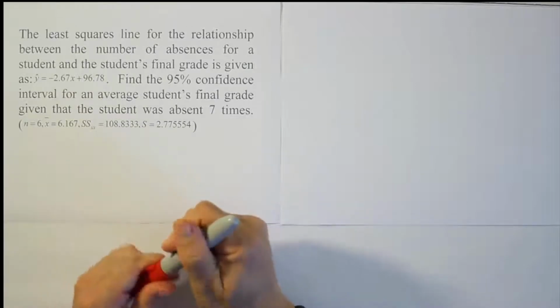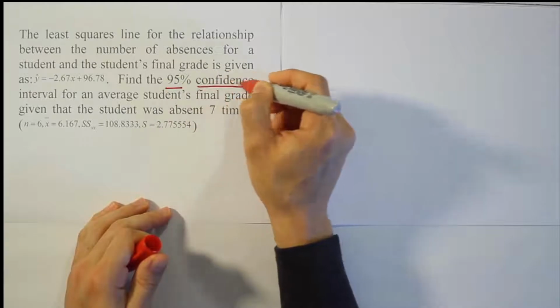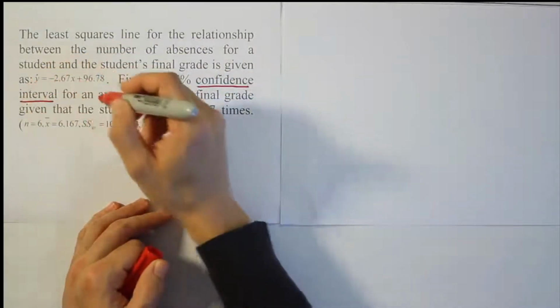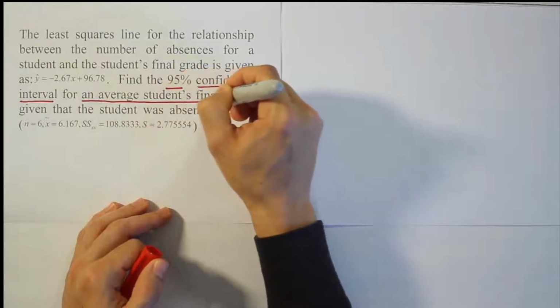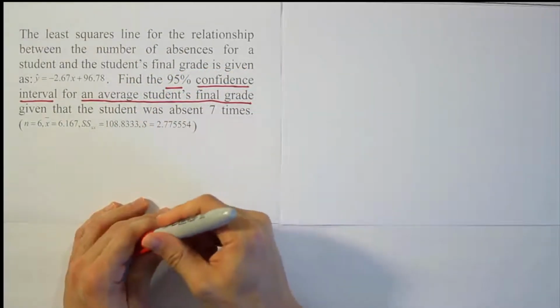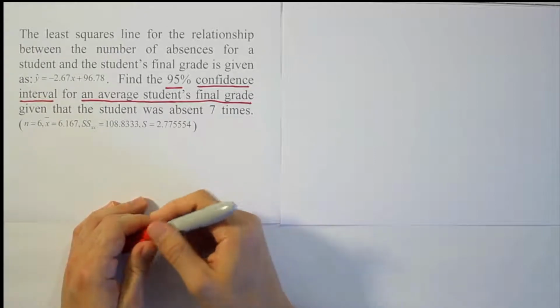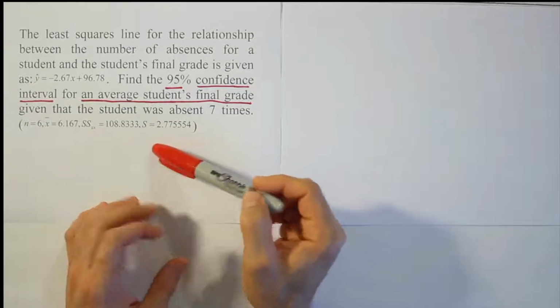So we're told here that we want to find the 95% confidence interval. So we know we're dealing with a confidence interval. But here's a very important phrase here: for an average student's final grade. So an average student's, not a specific student's final grade. That's going to change what formula we need to use. And then it goes on to talk about the summary values that are given below.